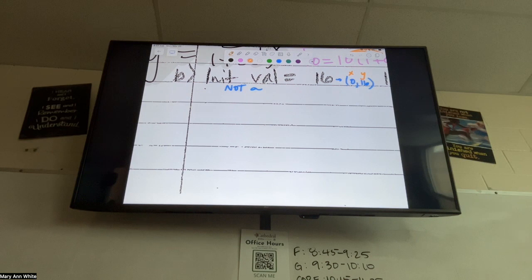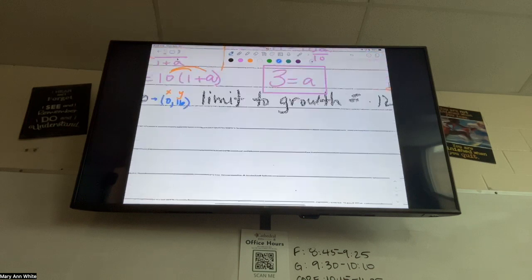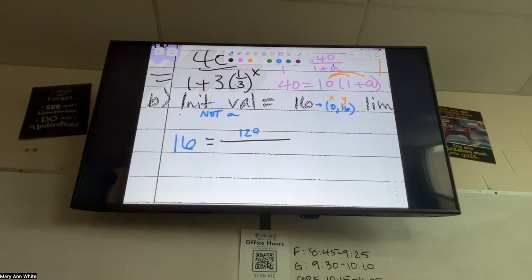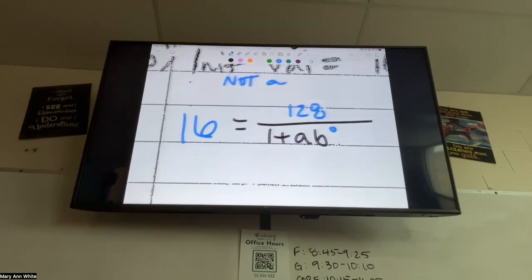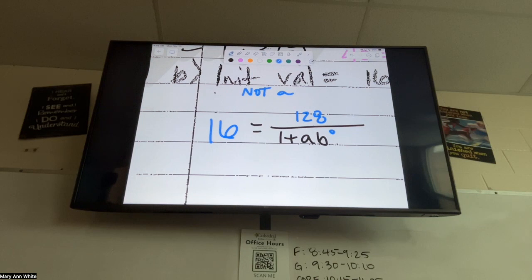So I have 16 is equal to c, which is 128, over 1 plus a times b raised to the x, which is 0. Is everyone okay on how I'm setting up to begin with? Okay. We're going to cancel that b to the 0 because what is anything raised to the 0 power? 1. Good. So that cancels out. So I'm left with just 16 equals 128 over 1 plus a.